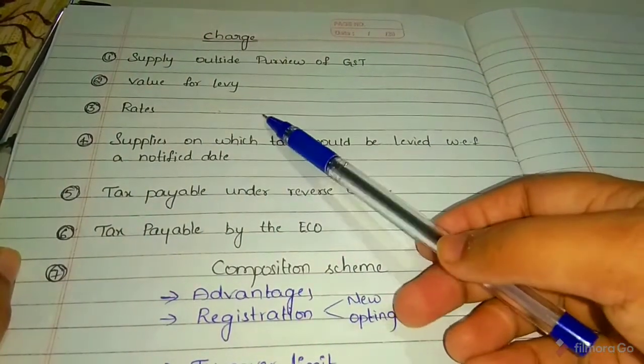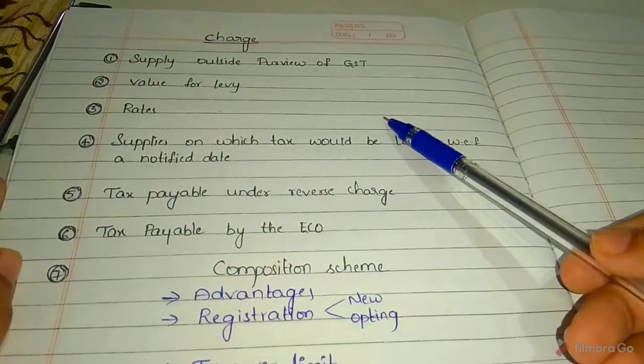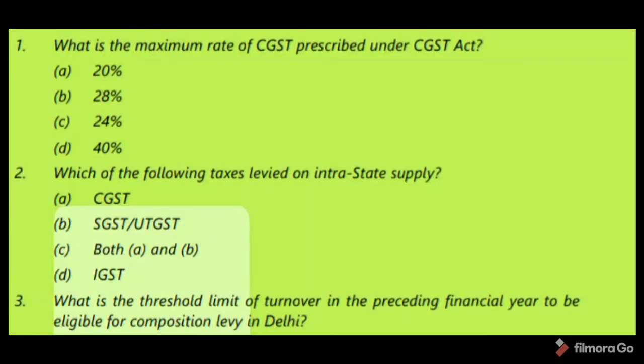Highest rate is CGST 20% and IGST 40%. Okay, and MCQ number 1. What is the maximum rate of CGST prescribed under the CGST Act? See, the highest rate of CGST under the CGST Act is 20%. So option A is correct. Okay.